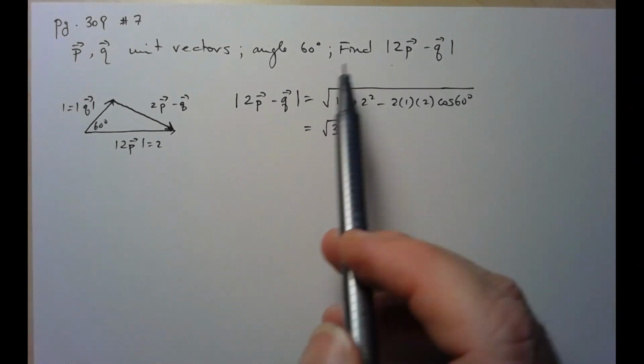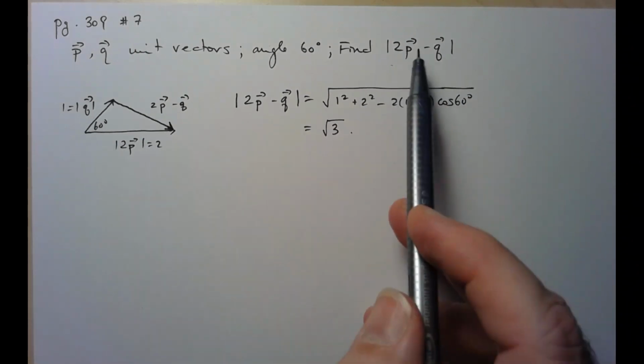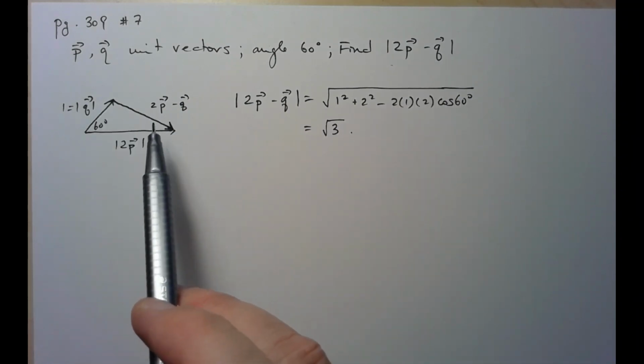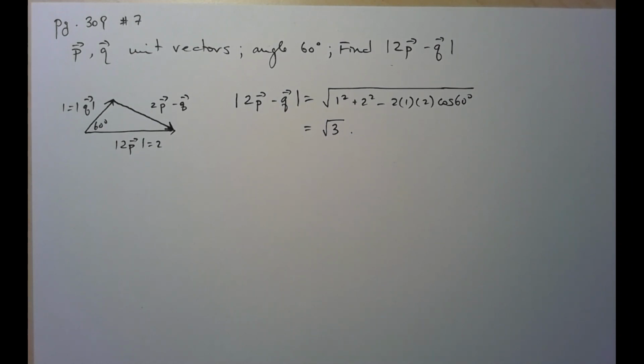And then, of course, once we have them placed tail to tail, the subtraction goes from the tip of the second to the tip of the first, and from there we're able to do the calculation. Okay, that's it for this one.